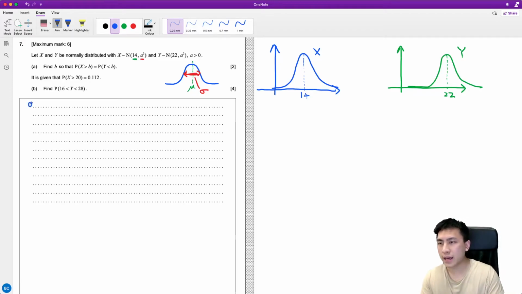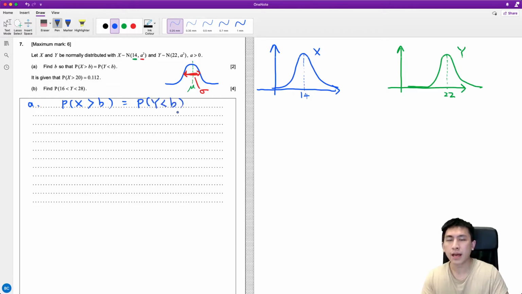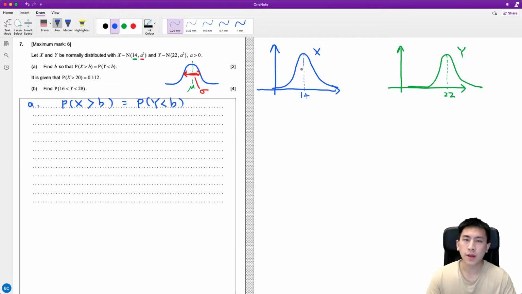Now, okay, part A, they were saying, find b so that the probability that x is bigger than b is equal to the probability that y is smaller than b. Now, what does that mean, right? On the x graph, let's say b is somewhere here. It doesn't really matter because I just want to illustrate the point. What does it mean by the probability that x is bigger than b? If b is there, of course 14 is smaller than b, so it doesn't count, right? So you're looking for the fact that x is bigger than b, so you're actually looking for all of this area here, right? That would be the probability that x is bigger than b, right?